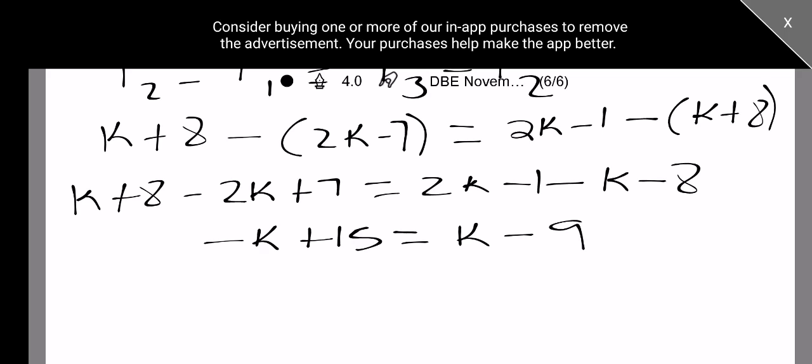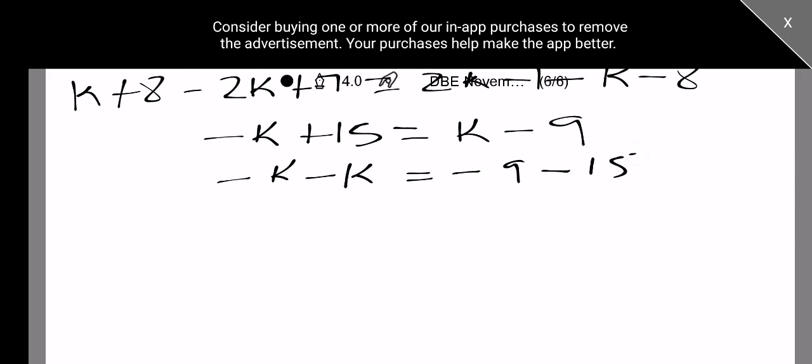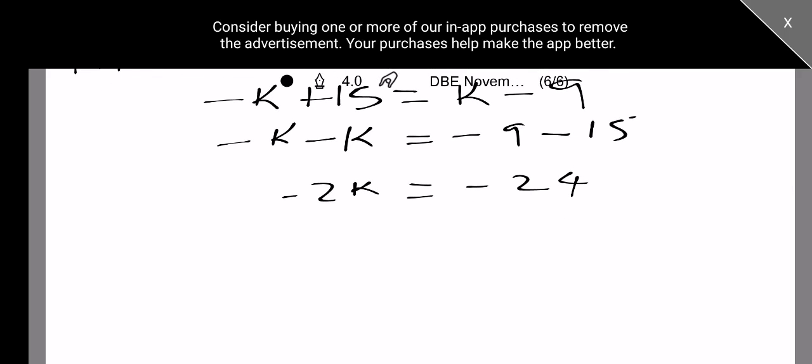Now let's take this to the other side. It's going to be negative k minus k equals negative 9 minus 15. Now negative 2k equals negative 24. Divide both sides by negative 2, it's going to give you k equals 12.